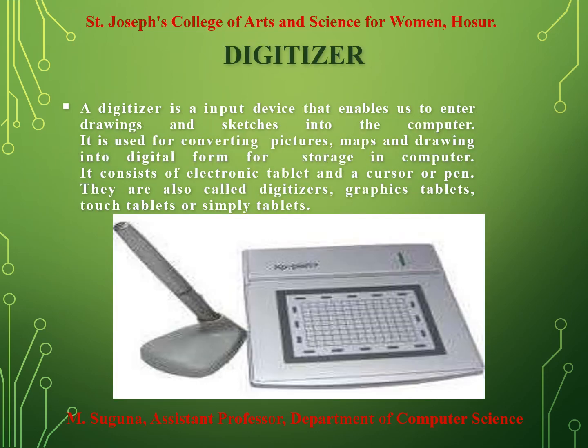Next, coming to another device, that is the digitizer. It is an input device that enables us to enter drawings and sketches into the computer. It is used for converting pictures, maps, and drawings into digital form for storage in the computer. It consists of an electronic tablet and a cursor or pen. They are also called digitizers, graphic tablets, touch tablets, or simply tablets. See in the diagram, we can see the graphics tablet, how it looks.